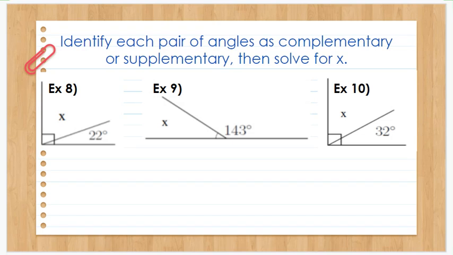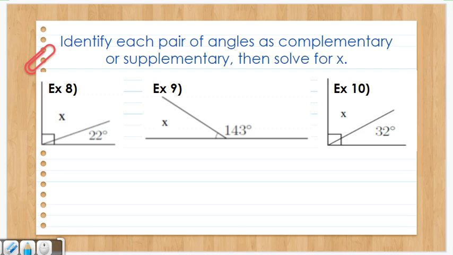Example 8, 9, and 10, we're going to identify each pair of angles as either complementary or supplementary, and then we're also going to solve for x. So this is adding an extra step where we're given one of the angles that make up the complementary or supplementary pair, and we have to find the other one. So example 8, I have an angle here. We're given one of them is 22 degrees, and the other one we just have x.